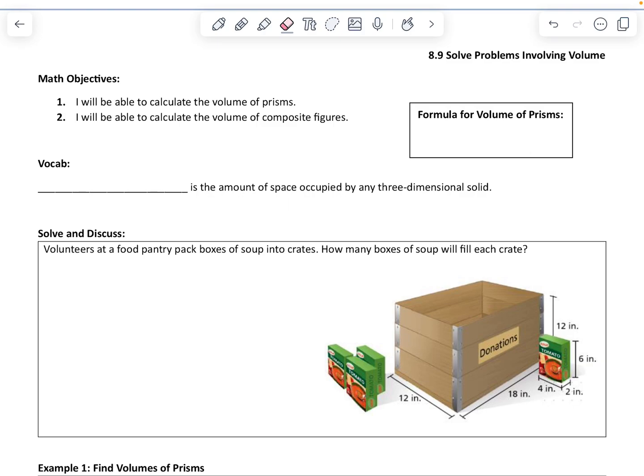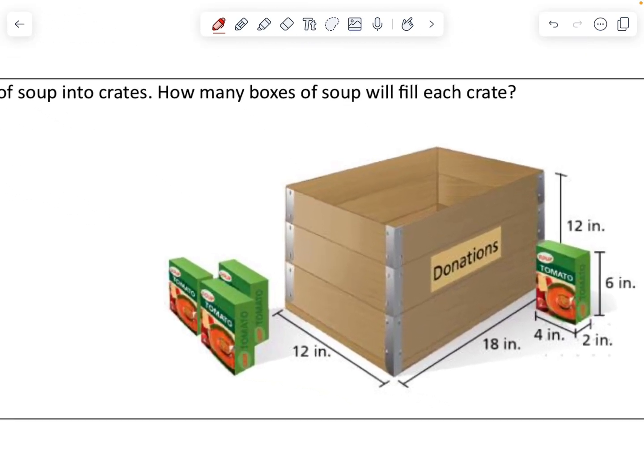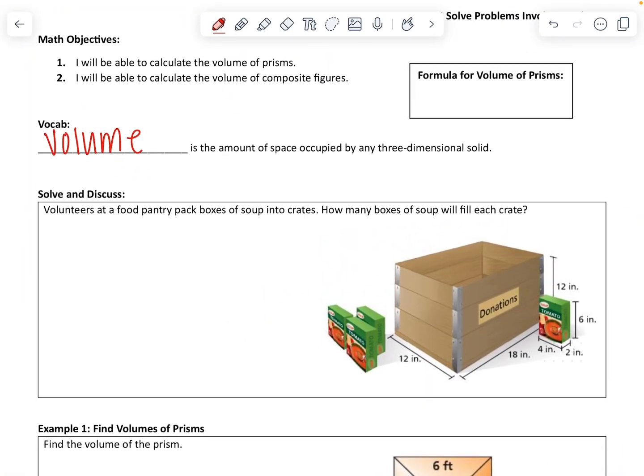So this should be pretty familiar from last year. Volume is the amount of space occupied by any three-dimensional solid. So volume is the amount of space occupied by a three-dimensional solid. If you can see this box, the volume is going to be the amount of space occupied by it. So we're going to try and figure out how much we can fit inside of it.